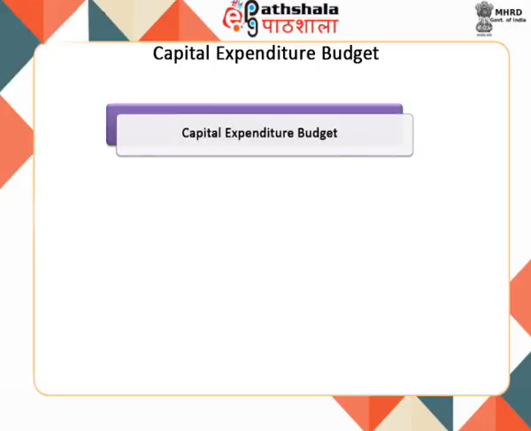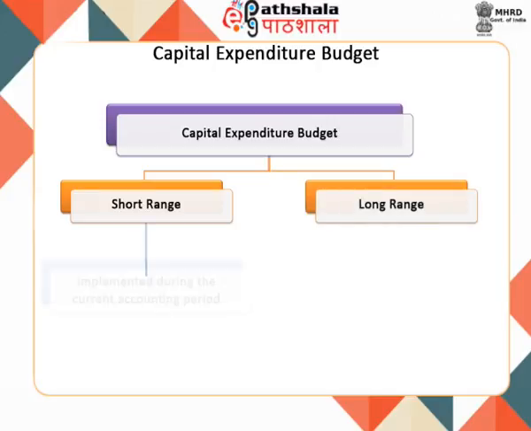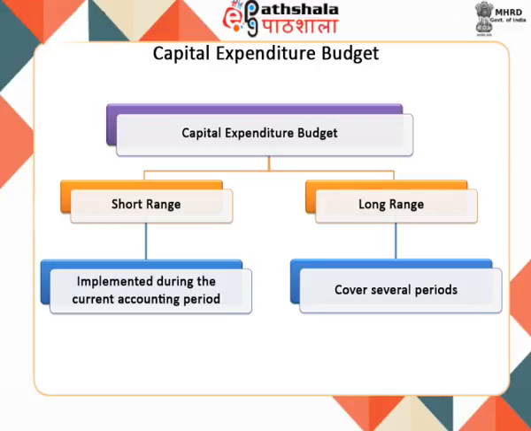Capital expenditure budgets can be prepared for short range projects as well as long range projects. While short range projects are implemented during the current accounting period, long range projects cover several periods, so they are expressed only in general terms. When the time for their implementation approaches, only then do they become budget commitments.